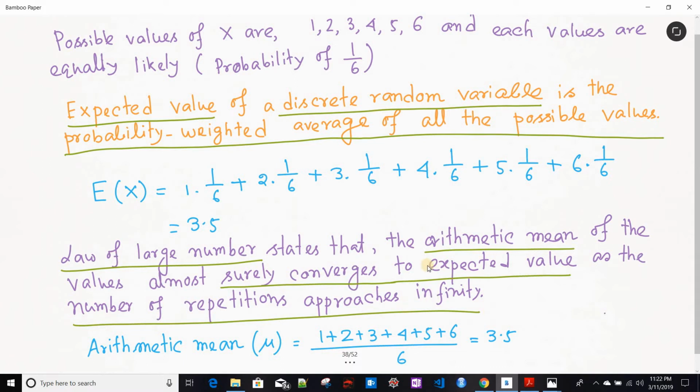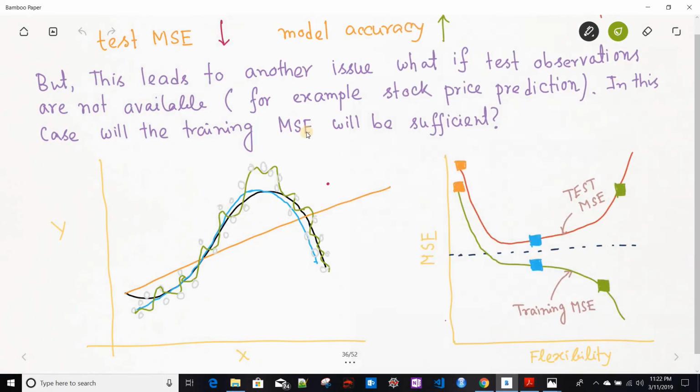Now, why are we discussing expected value? Because we need an estimation of the test MSE. As we discussed, the test MSE is very hard to determine, so we need some kind of measurement for our test MSE. We will see how to do that.